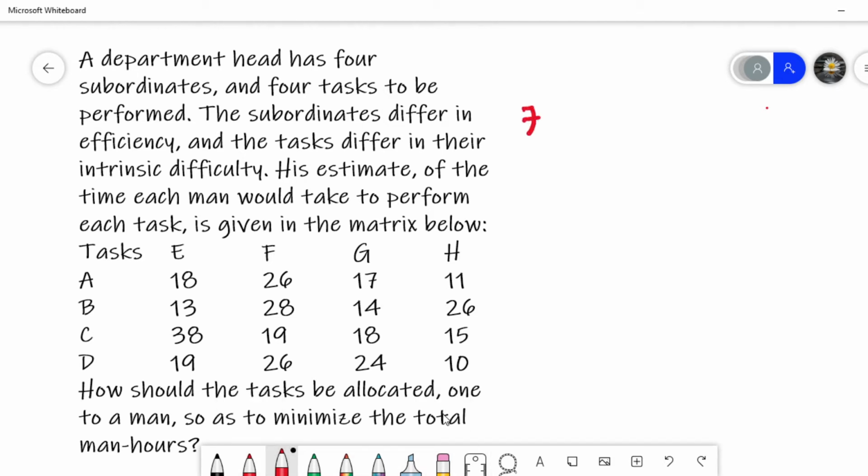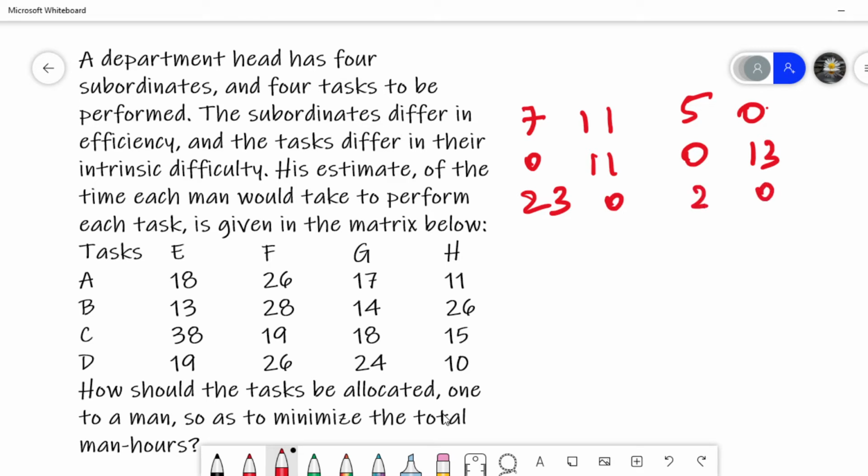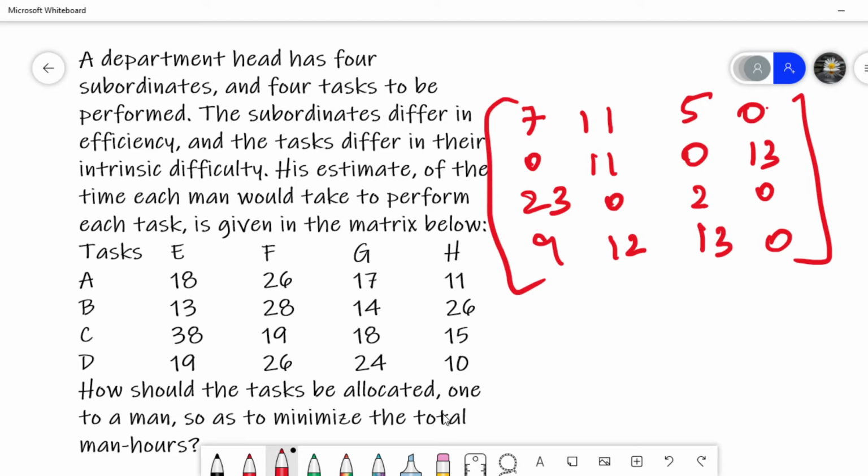So the matrix is 7, 11, 5, 0, 0, 11, 0, 13, 23, 0, 2, 0, 9, 12, 13 and 0. So we completed the row reduction and column reduction. Now we are going to draw the minimum number of lines to cover all the zeros of the matrix.